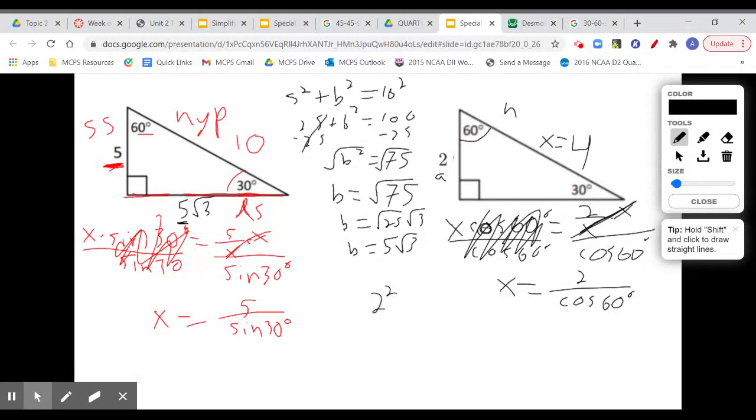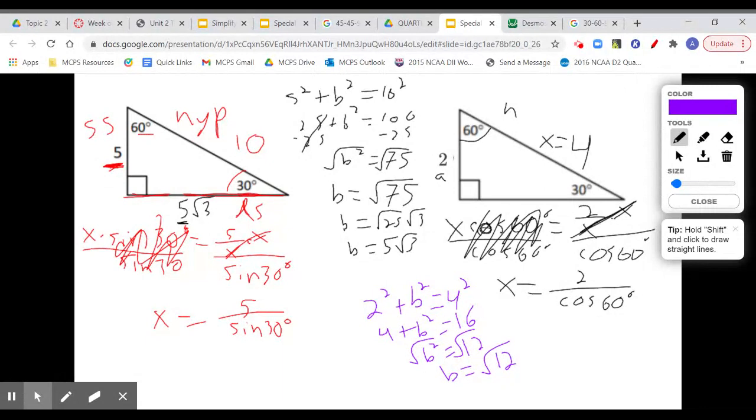So I could say 2 squared plus b squared equals 4 squared. Leaves me with 4 plus b squared equals 16. If I subtract 4 from both sides, that leaves me with b squared equals 12. Square root both sides to isolate b, and b equals root 12.